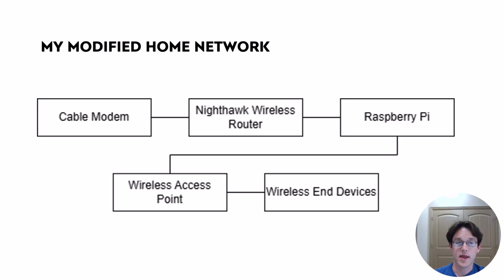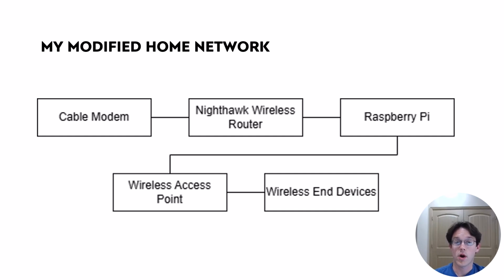I went ahead and changed my home network to look more like this. There's the cable modem as before, connected to this wireless router, which connected to the Raspberry Pi over Ethernet, and then connected to a wireless access point over Ethernet again. And then that wireless access point would connect wirelessly to all the end devices.